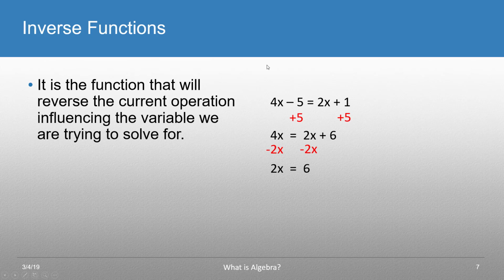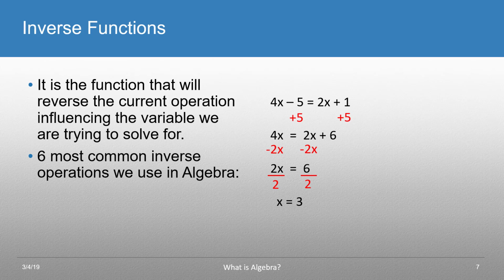So now the relationship between the 2 and the x is multiplication, and the inverse of multiplication is division. And so I divide both sides by 2. And by dividing the left side by 2, I also have to divide the right side by 2. And 6 divided by 2 is 3. And so fundamentally, that's what the inverse function is doing, it is undoing whatever the relationship is currently with the number and the variable you're trying to solve for.